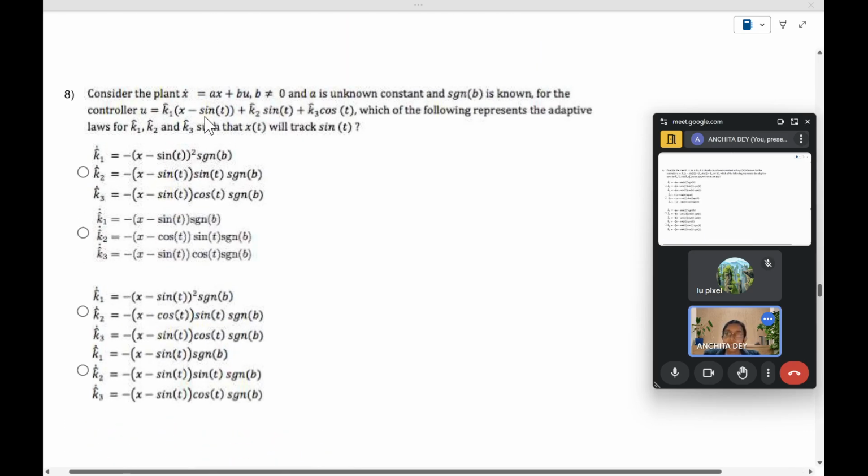Yeah, this is better, right? So what's the question? It says: consider the plant x dot equal to a x plus b u with b not equal to 0 and a is an unknown constant, and in fact signum of b is known. For this given controller u, which is k1 hat into x minus sine t plus k2 hat into sine t plus k3 hat into cos t, which of the following represents the adaptive laws for k1 hat, k2 hat and k3 hat such that x of t will track sine t, right?